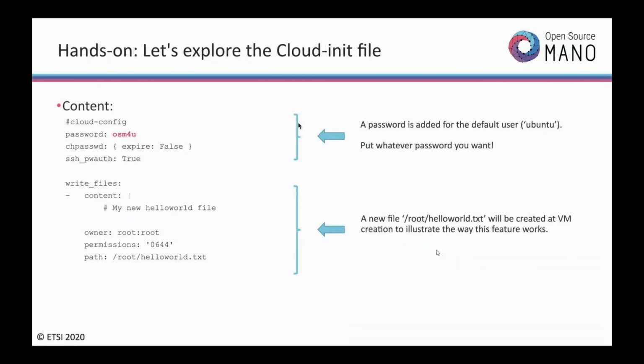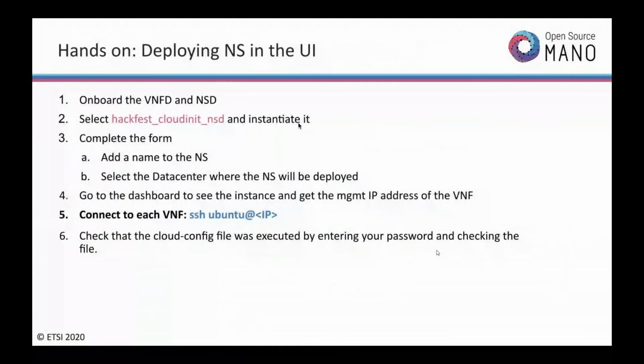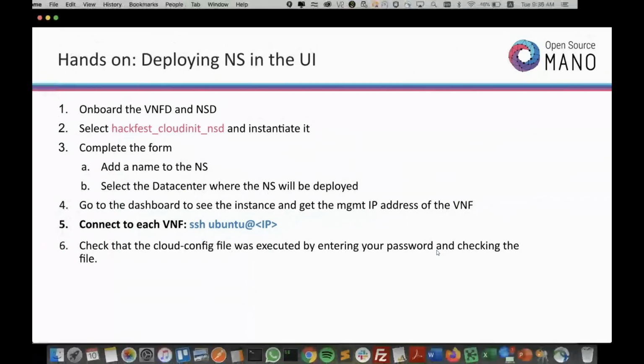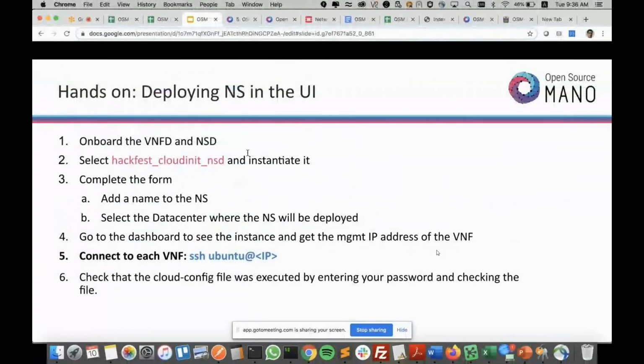These 2 things. So first, we will need to onboard these packages, select the corresponding network service and instantiate it, complete the form, and then we're going to see the instance in the dashboard, connect to the VNF and check the cloud config file. If it was executed, we're going to confirm that by checking that the password works and that the file is in there. I'm going to do this using the CLI, okay?